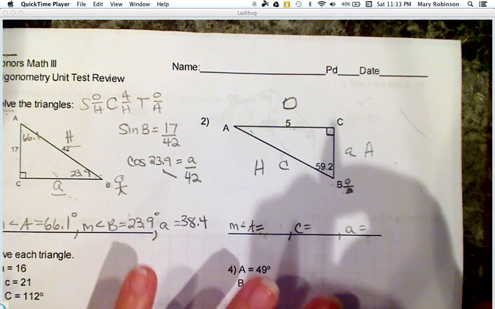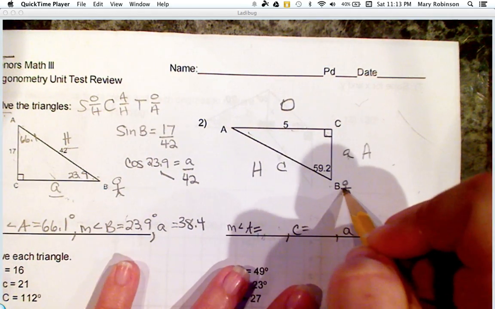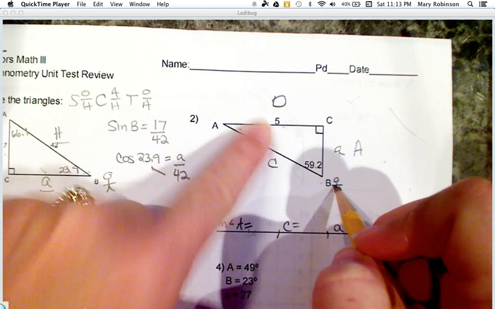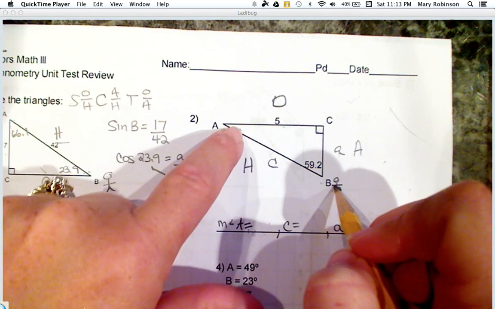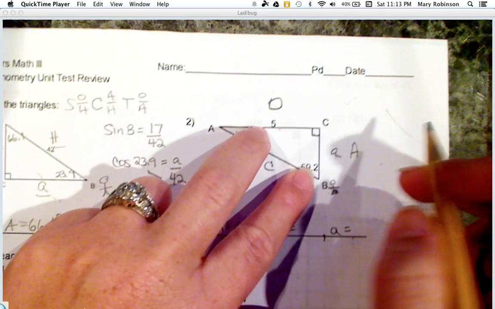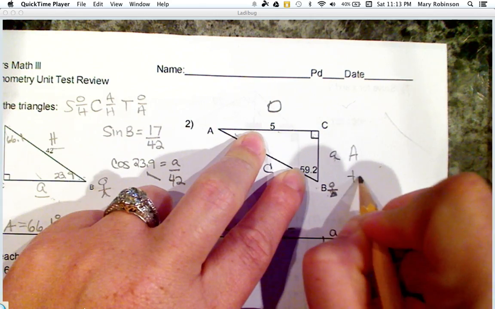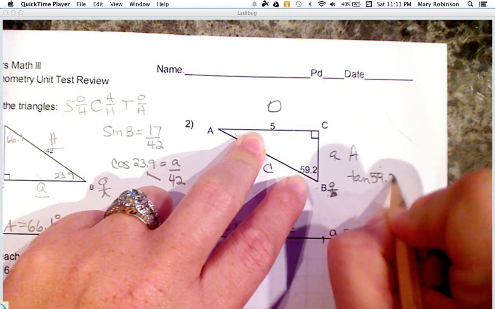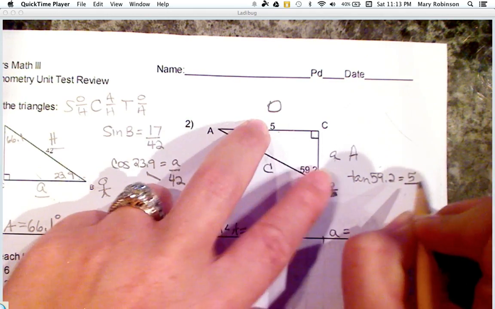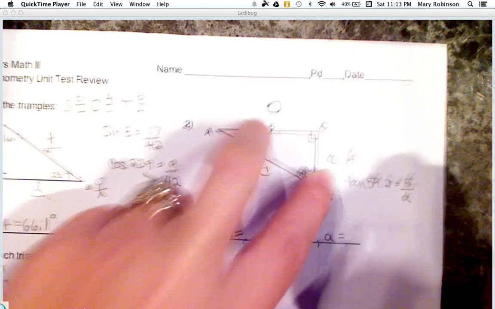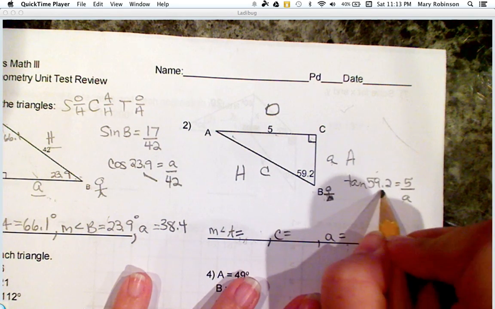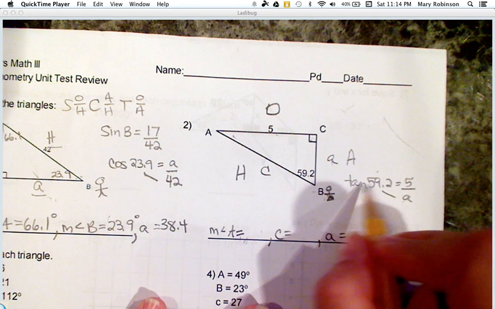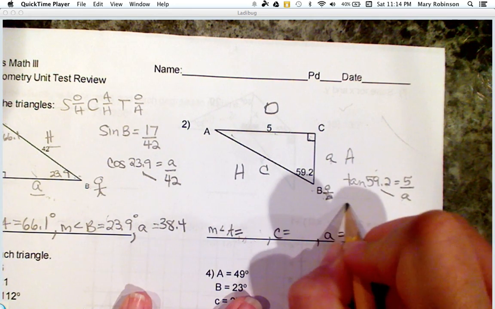So to solve for the measure of angle B, I can use adjacent and opposite. You may very well have figured out the third angle and put your stick person here. Like I said, there's multiple ways to do this. So I'll say tangent of my angle is equal to opposite over adjacent. And that's what I'm trying to find, the length of my adjacent side. So if we were to cross multiply this, we would get A times the tangent of 59.2 equals 5.